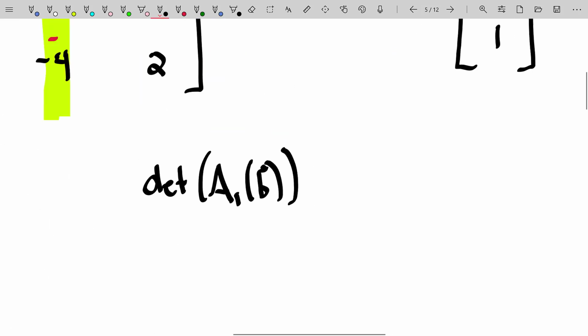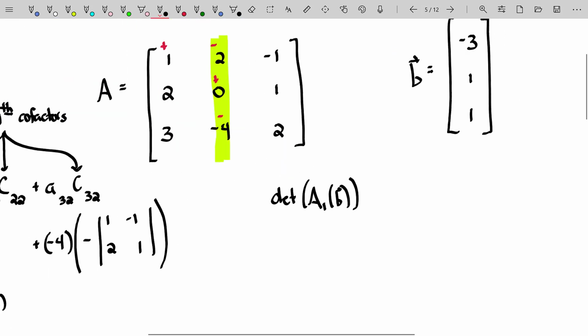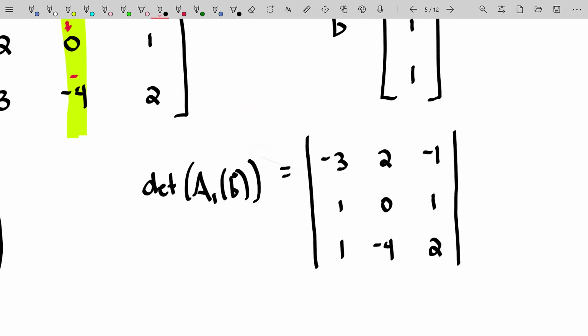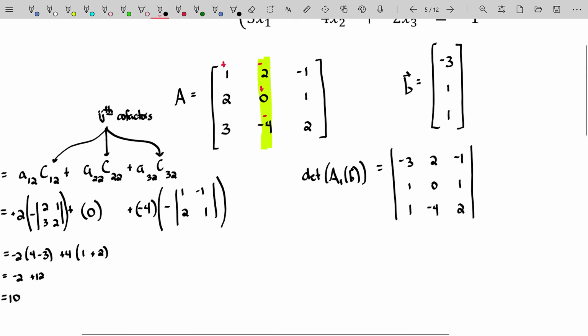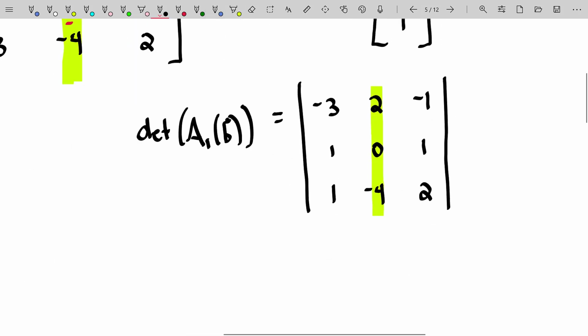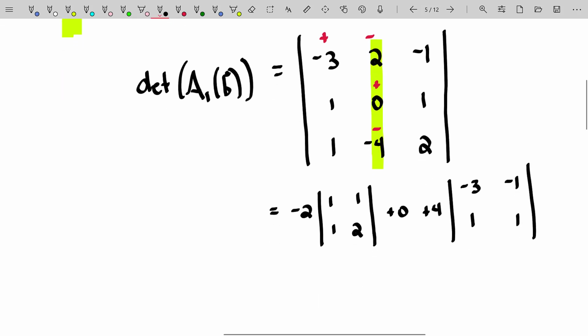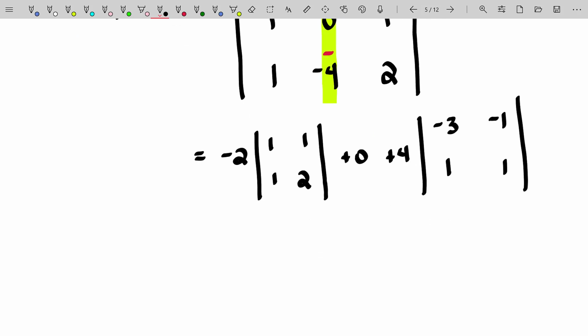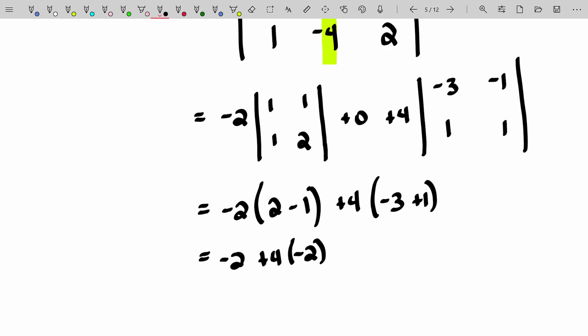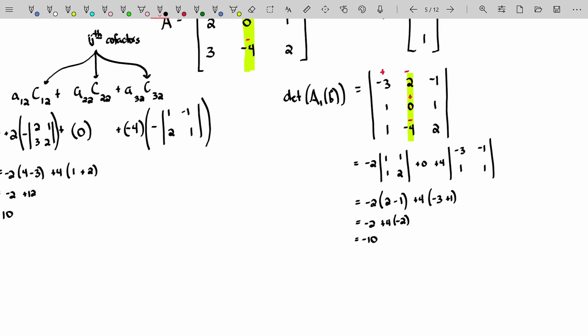So this notation means I'm going to replace column 1 with the vector B. And you could see, very similar looking matrix to what we have originally. I'm still going to expand about the second column. This time when I expand about that column, I'm just going to immediately dive into the expansion without worrying about labeling things. Barring any copying or arithmetic mistakes, let's go ahead and continue forward. All right, so that determinant is -10.